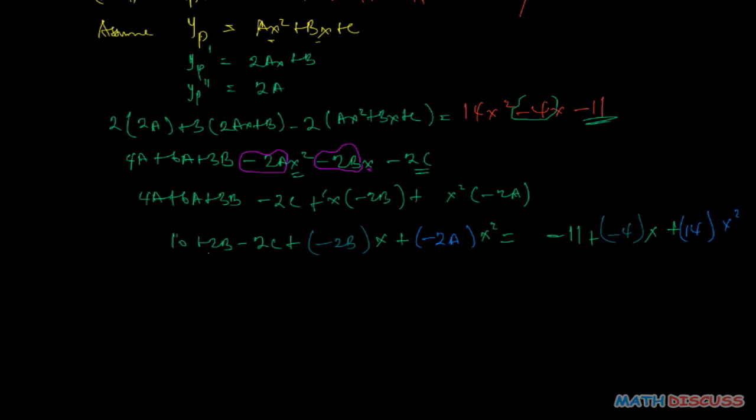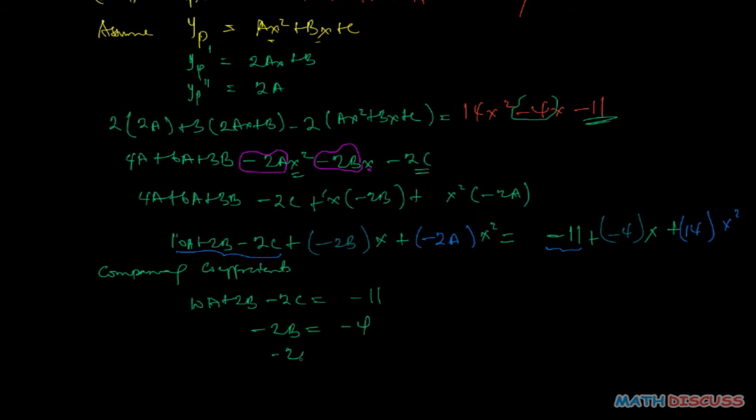So compare coefficients. The constants we have here, they are this, and then the constants we have here, they are negative 11. So comparing coefficients, we have 10a plus 2b minus 2c equals minus 11, and then we have minus 2b equals minus 4, then we have minus 2a equals 14. So that's what we get.